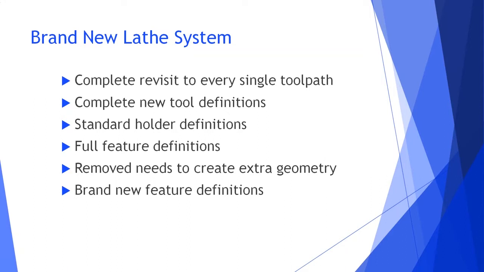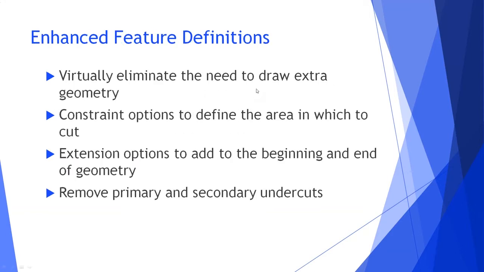When we rewrote the lathe system, we gave it standard holder definitions where you can actually see the imagery, and full feature definitions where you can really go into customizing. We removed the need to create extra geometry. In older versions of BobCAD, you had to create extra geometry for the toolpath to cut certain areas or not cut certain areas. We eliminated that, so we're going to go over that as well.